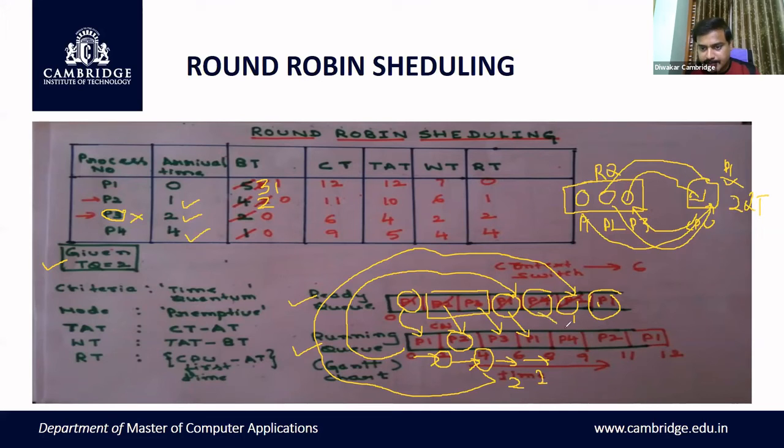Now the P4 process is going to execute. For how many units? Only 1 unit, because see here, CPU burst time is only 1. See, no point in executing 2 units here. Only 1 unit you're going to execute, that's it. After that, what happens? Still, how many processes are remaining? See, now still P2 is there, P1 is there.